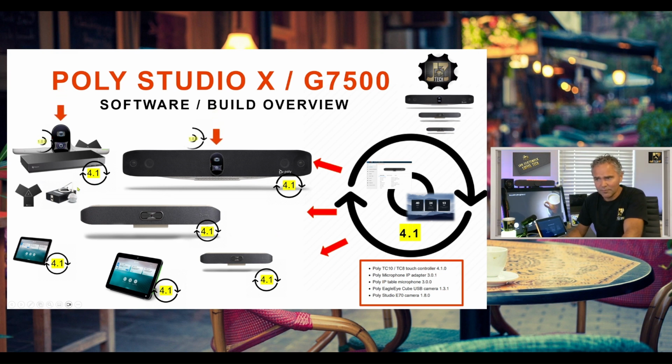So we got 4.1 for all the devices, and we got 1.8 for the E70, and also for the E70 inside the X70. So that's good to know. You should be able to see that. If it doesn't happen at the first upgrade to 4.1, just check if the camera has been upgraded, and otherwise you should be able to do that in the second run. The 1.8 got some new features which I will show you a bit later, and some maintenance. So I recommend to upgrade to that latest version.